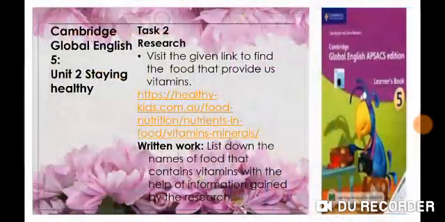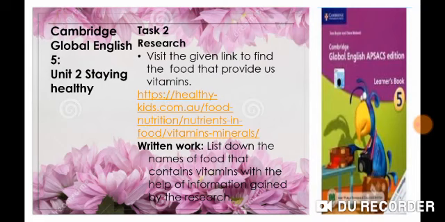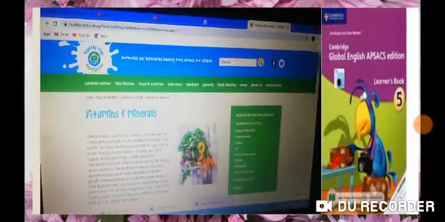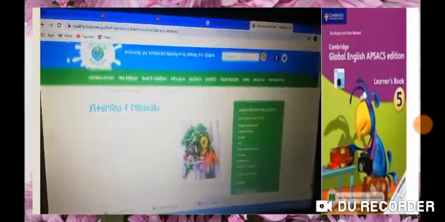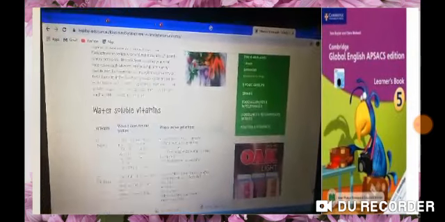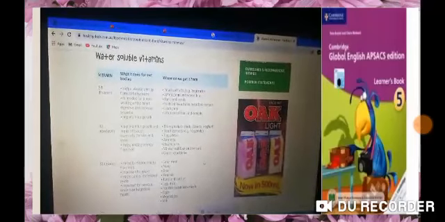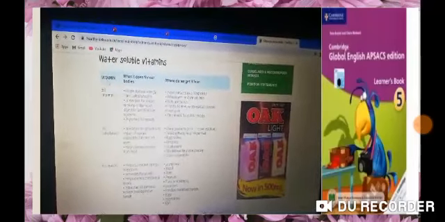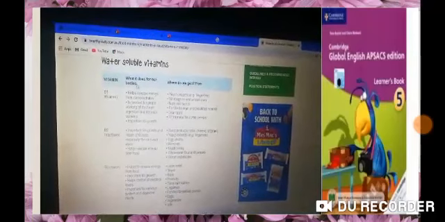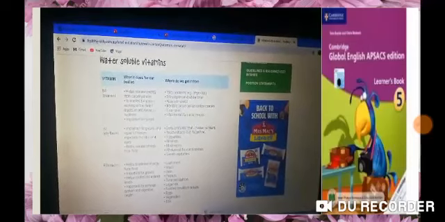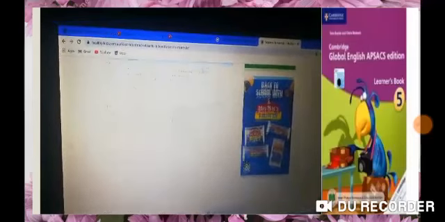Then here they have given you a link. You will go to this link and list down the names of foods that contain vitamins, right? If you go to this link, you will see they have given you information about vitamins and minerals. There are water soluble vitamins. The names of the vitamins are given, then what do they do to our bodies and where we get them from. The names of the foods are mentioned from which we get a particular vitamin.